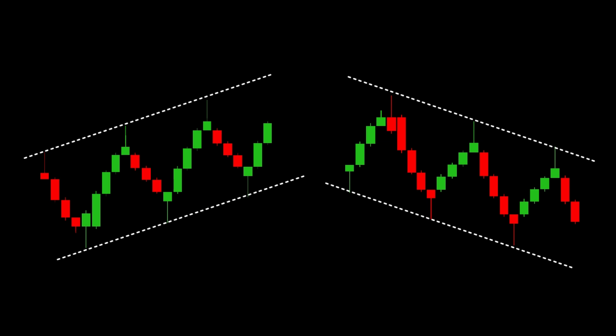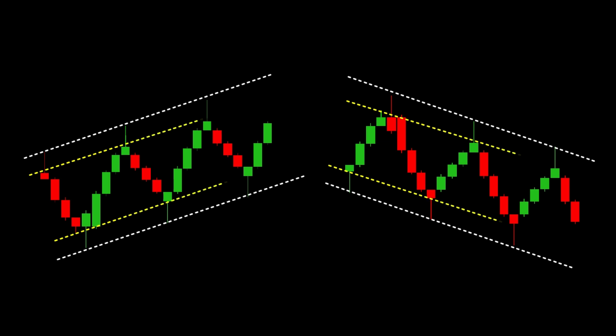One very important tip about drawing channels that you definitely need to know. When we want to draw a channel, it's better to use the double layer method. In this approach, we draw two types of channel lines. The first channel line is created by connecting the wicks of the candles together. The second channel line is drawn by connecting the closing prices.